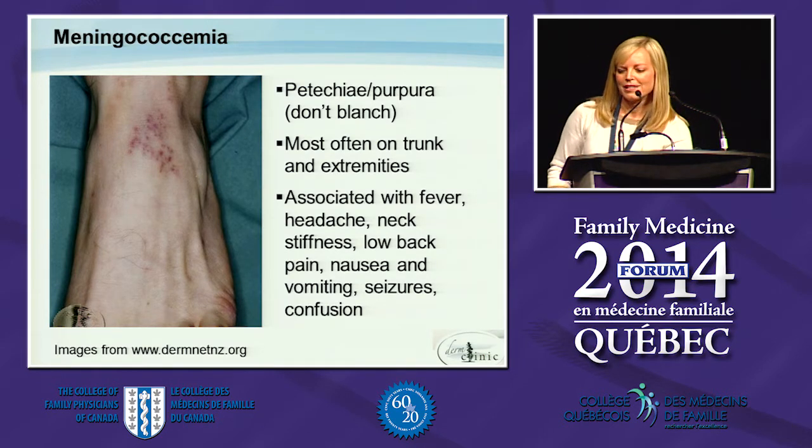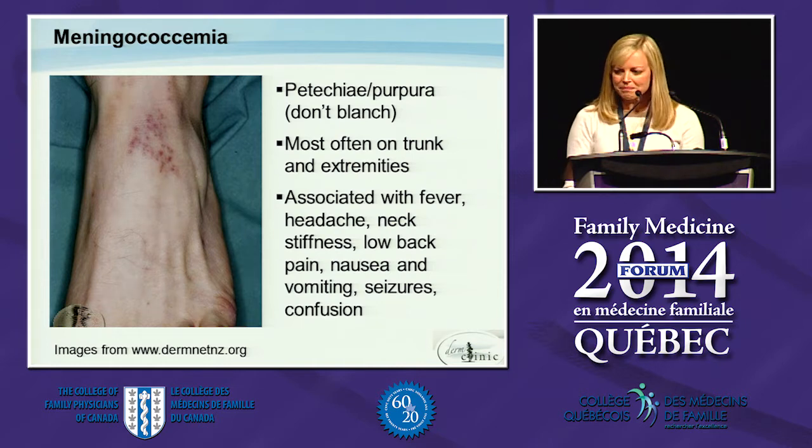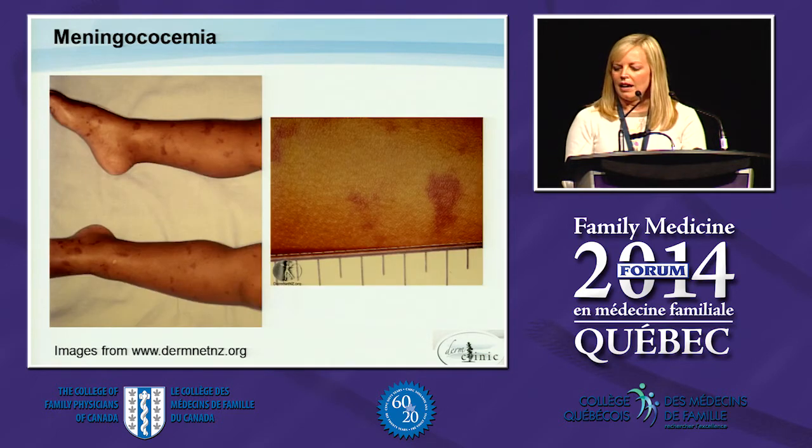Thankfully, I also don't see this in my office, but you probably do in Emerge. So just a reminder of one that we don't ever want to miss: petechiae and purpura, which are non-blanching vascular lesions. We see them most often on the trunk and extremities. And these patients are sick, so they have a fever, they have a headache. If they're young, they're crying, they're screaming. They may be having seizures, they may be vomiting. And those are a poor little bunny with nasty petechial lesions on the legs.